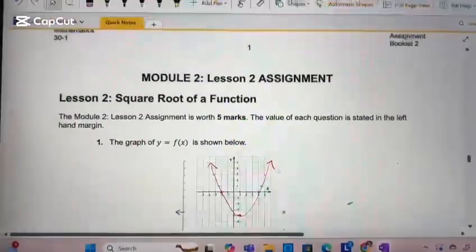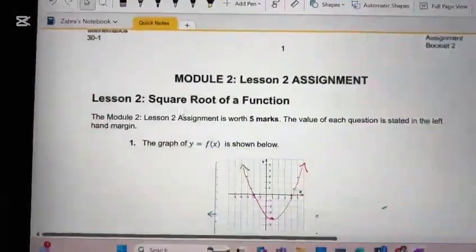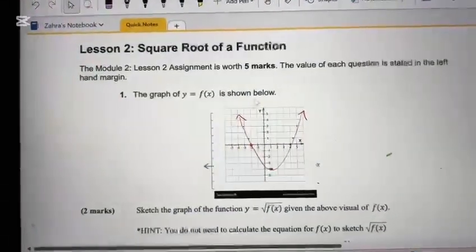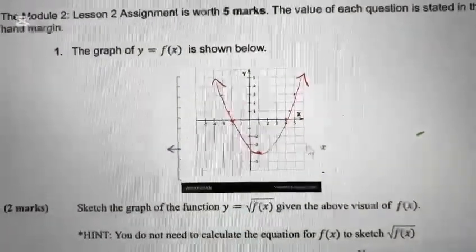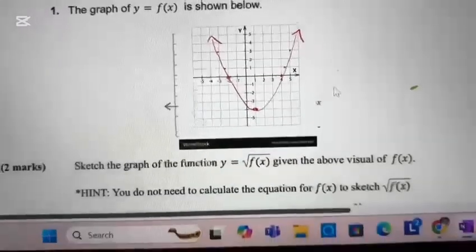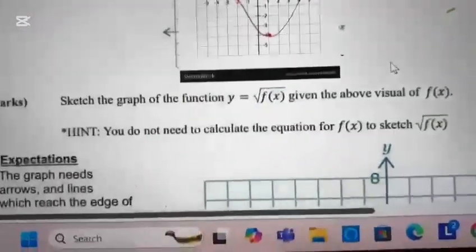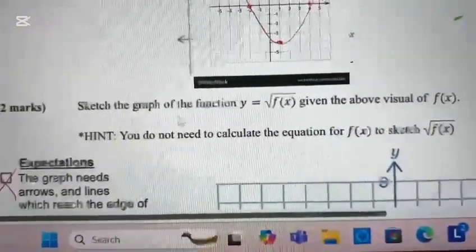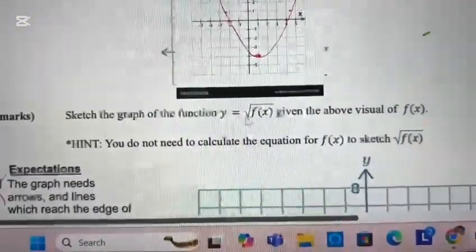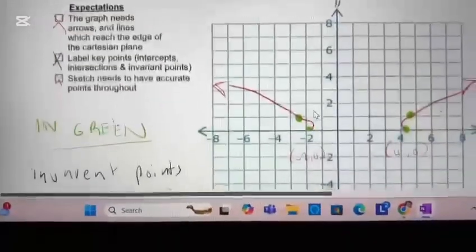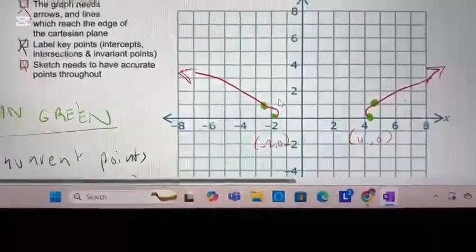This is Module 2, Lesson 2 assignment, Lesson 2 square root of a function. So here we have this function f of x. I made a new graph here. It's just a quadratic here. And we're going to sketch the function y equals root of f of x. So here I just sketched it.